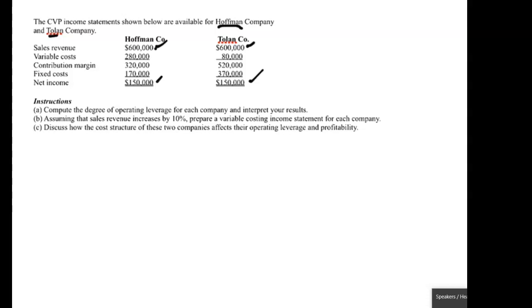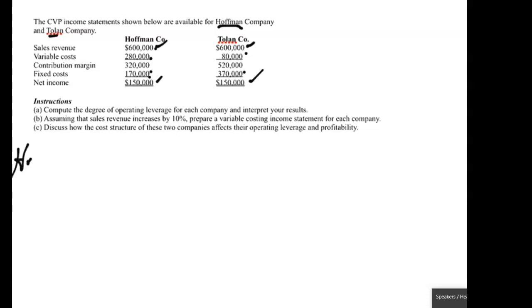Look at the variable cost of Hoffman. It's $280,000, where for Tolan, it's $80,000. So Hoffman has a high variable cost and a low fixed cost, whereas Tolan has a low variable cost and a high fixed cost. And so therefore we're asked to compute the degree of operating leverage for each company and interpret the results.